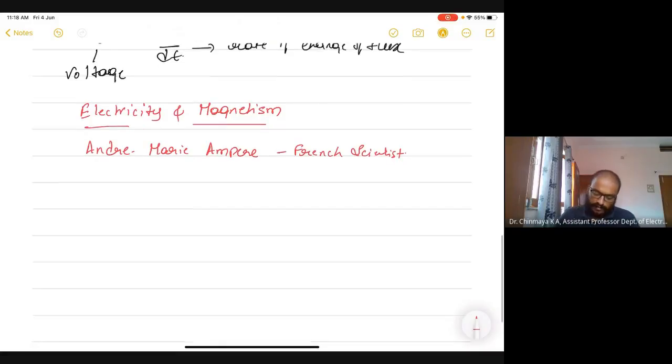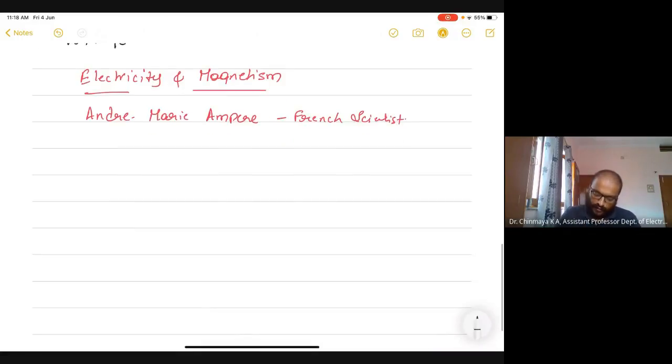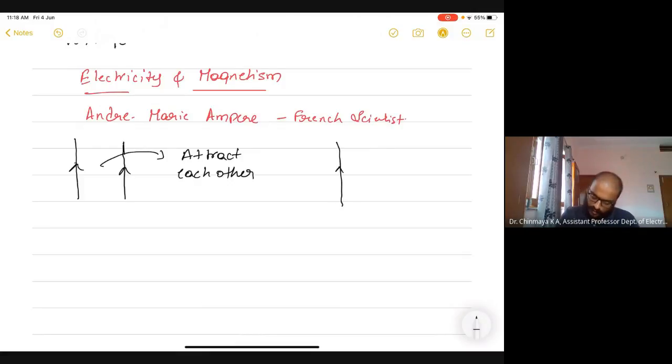Basically, what he observed: he placed two current carrying conductors on a table. When he placed them, he observed that if the current in the two conductors is in the same direction, they attract each other. And if one conductor is carrying current in one direction and the other in the opposite direction, they repel each other.